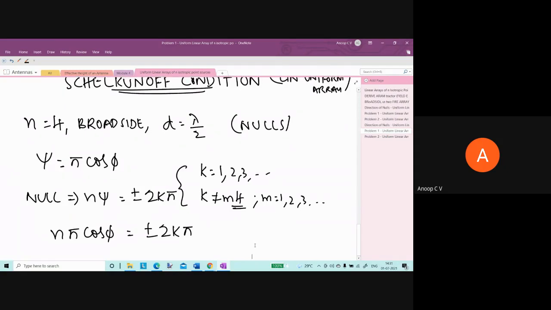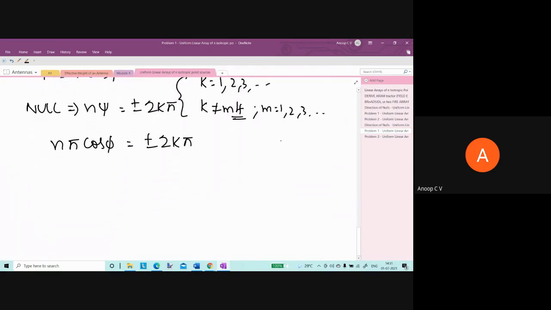So now we'll try and solve, right? N pi cos phi is equal to plus or minus 2k pi. So pi and pi will get cancelled, and n is equal to actually what? 4. I can substitute that, since n is already known. So n is equal to 4, so 4 pi cos phi is equal to plus or minus 2k pi. So cos phi will be equal to plus or minus k pi by 2, right? 4 and 2. So k pi by 2, right?